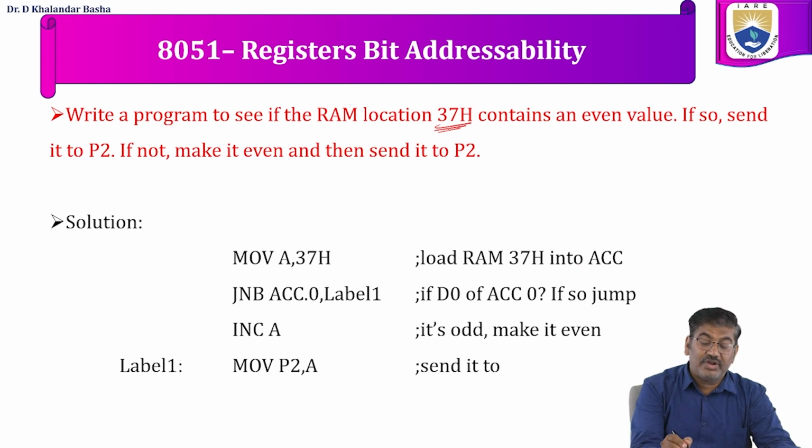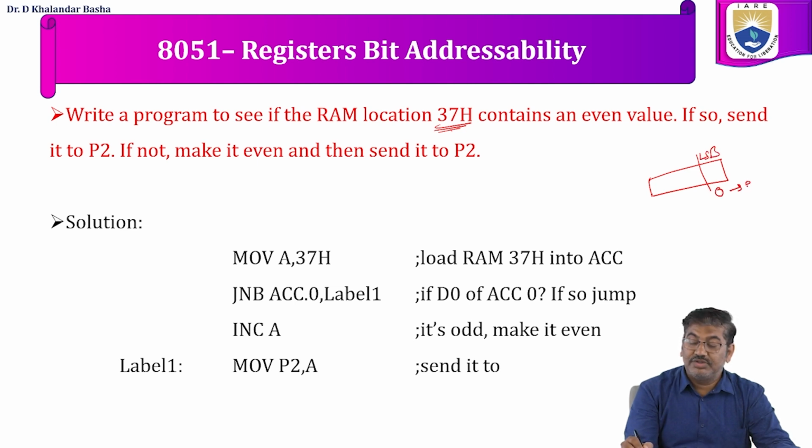So the 37H location is first loaded into the accumulator. Then we will check whether the accumulator content is even or odd. For even or odd, by checking the LSB bit, we can decide. If the LSB bit is equal to 0, it indicates it is even data. If it is 1, it indicates the accumulator contains odd data.